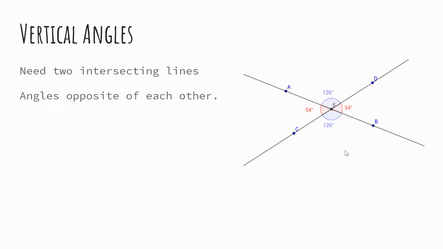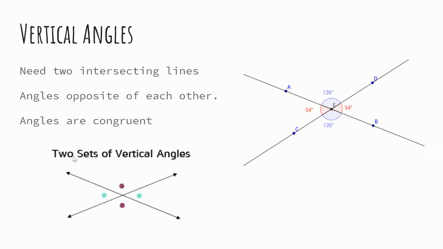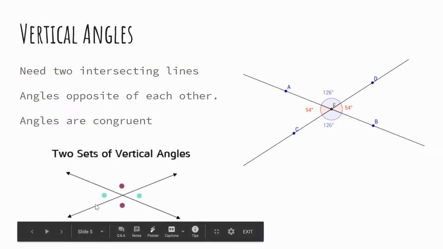These two are vertical angles. And if you notice, both sets of vertical angles are congruent. So this is equal to that, congruent to that. This is congruent to that. Okay. This is just another one without the actual angle measures, just showing you that these two angles across from each other are congruent. These two angles across from each other are congruent. Now, this angle plus this angle also happens to be supplementary.